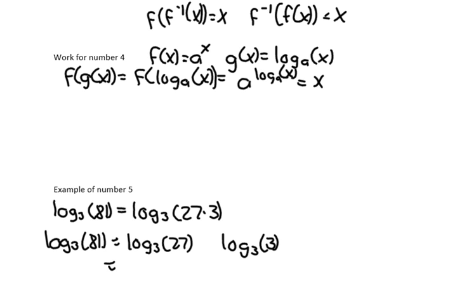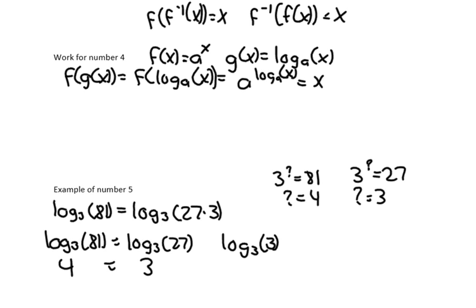Now, log base 3 of 81. In other words, I'll write on the side here, 3 to what power is equal to 81? Well, that's 4. Log base 3 of 27 is the same thing as saying 3 to what power is equal to 27. We know that's 3. And we just finished talking about log base 3 of 3. We know that's 1.